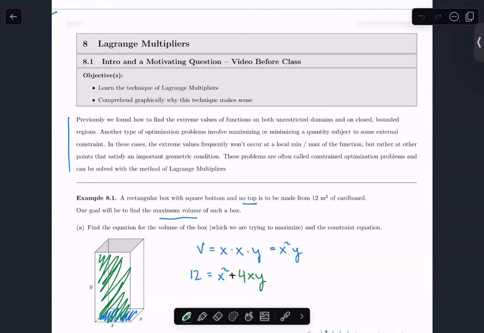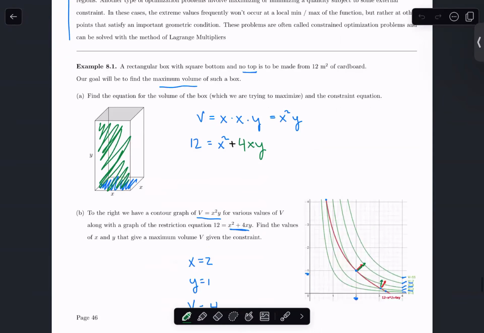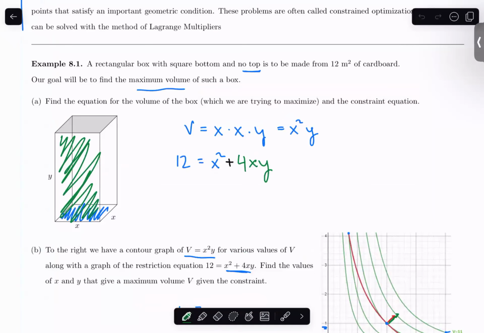So again, the topic for today is Lagrange multipliers. In the video before class, basically we had just one example that we used to try to motivate. And I showcased, kind of graphically, what's going on here and why this technique of Lagrange multipliers makes sense, that it should work. And so the topic was a real world-ish situation, right? Where we have a rectangular box, we have a certain amount of cardboard that we're using, and we'd like to maximize volume. So we want to find some maximum.